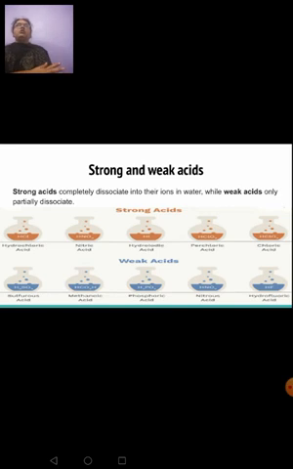Okay, based on their concentration, they are divided into concentrated acid and dilute acid. Based on their release of ions in aqueous solution, they are classified as strong acids and weak acids, and based on their source, they are classified as organic acids and inorganic acids. And I told you organic acids are called edible acids and inorganic acids are called mineral acids.